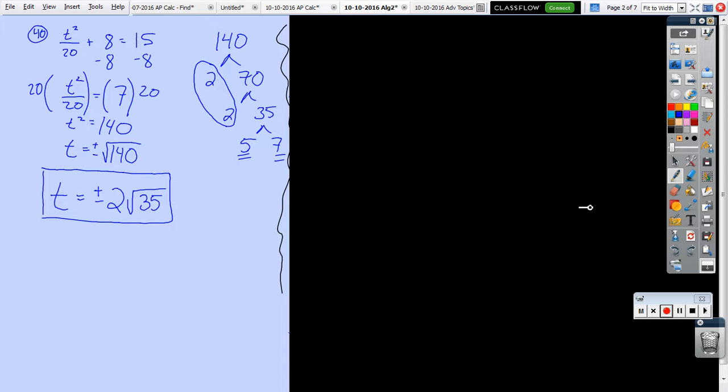Because there are two solutions to this. There can be up to two solutions. In this case, there are. And so when you square root both sides, make sure to put plus or minus in front. So t equals plus or minus the square root of 140. And that would be your answer, but we should be able to go ahead and simplify it.